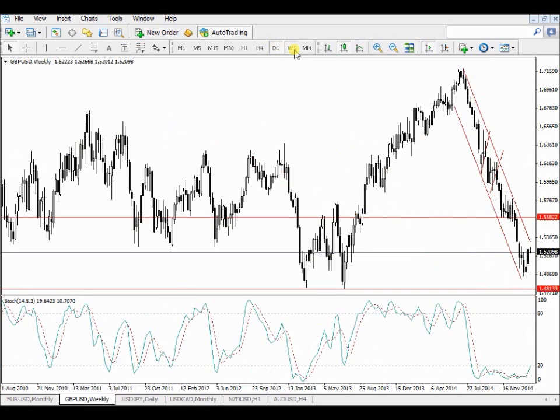Alright, so stochastic shows you overbought and oversold signals. You can see here when we were in the up run, we were in a bullish market.